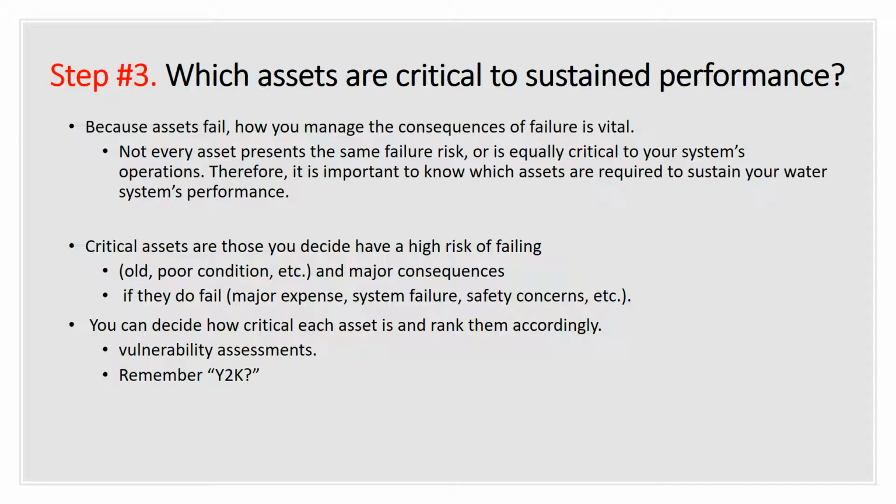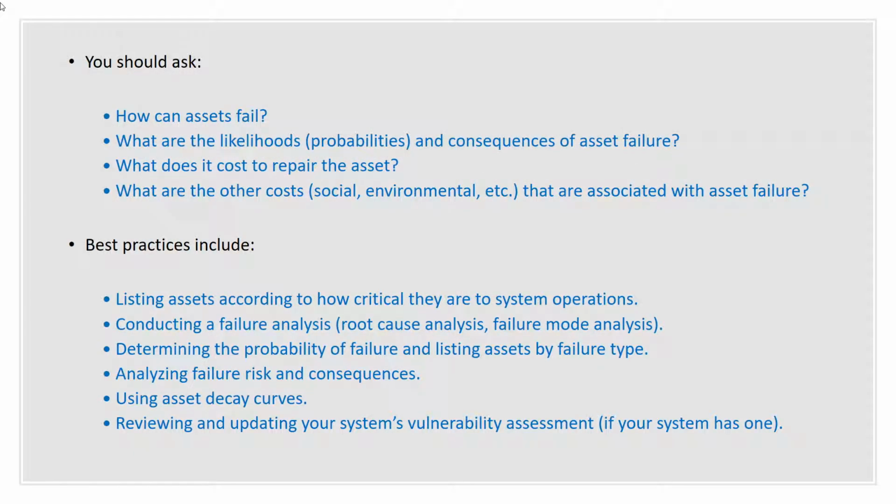I had experience with this in emergency generators in Y2K, and the software that combined them, that put them together. It all had to be upgraded. And because it was upgraded, in the year 2000 at midnight, nothing failed. But it would have if we had not done a vulnerability assessment and actually fixed the problem. So for this, you should ask, how can assets fail? What are the likelihoods, probabilities, and consequences of asset failure? What does it cost to repair them? And what are the social costs to the community?